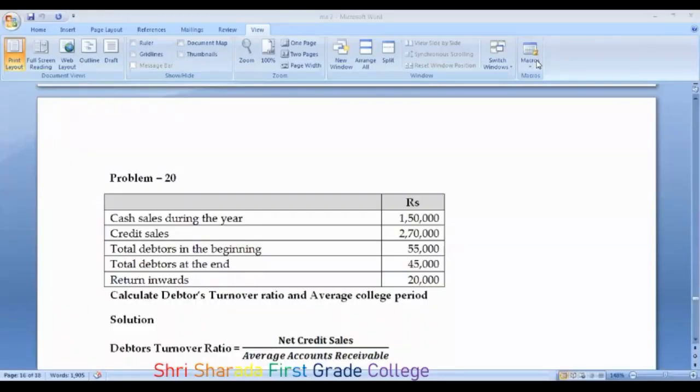Hello all. In the previous videos, we have discussed the current assets activity as well as the absolute liquidity ratio. Along with that, we have also discussed the proprietary ratio and the debt equity ratio. Okay. So today we will discuss the turnover ratio, which is also called the activity ratio. The main term turnover always deals with the sales activity as well as the purchases activity.